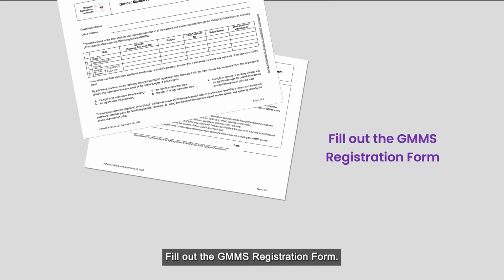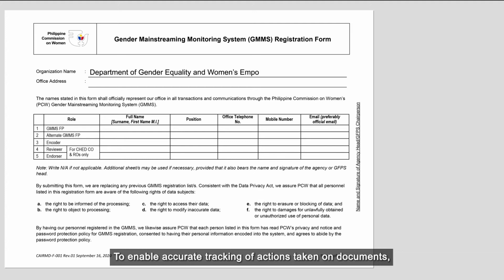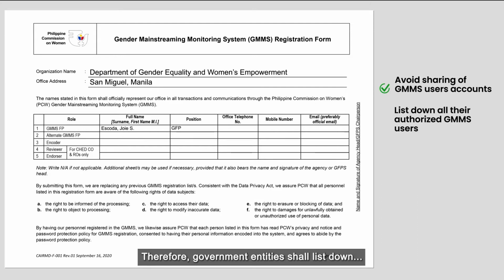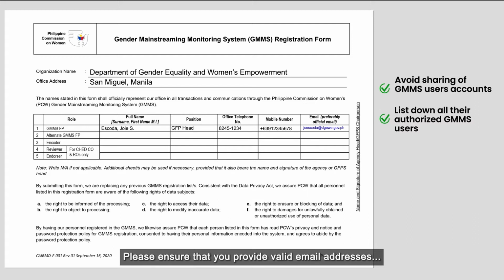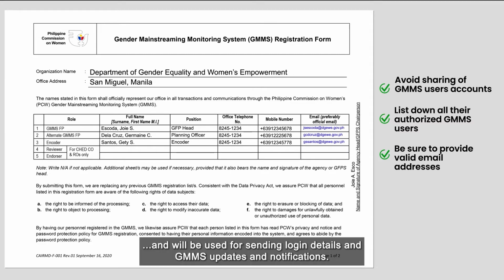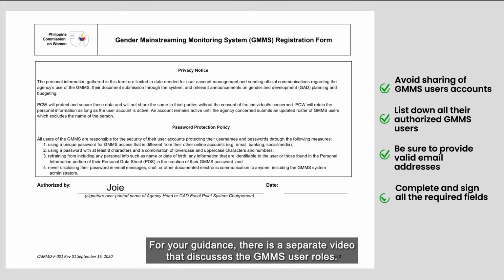Fill out the GMMS registration form. To enable accurate tracking of actions taken on documents, we strongly discourage sharing of GMMS user accounts. Therefore, government entities shall list down all their authorized GMMS users and indicate the role assigned for each person. Please ensure that you provide valid email addresses, since these will be associated with the user accounts and will be used for sending login details and GMMS updates and notifications. For your guidance, there is a separate video that discusses the GMMS user roles.